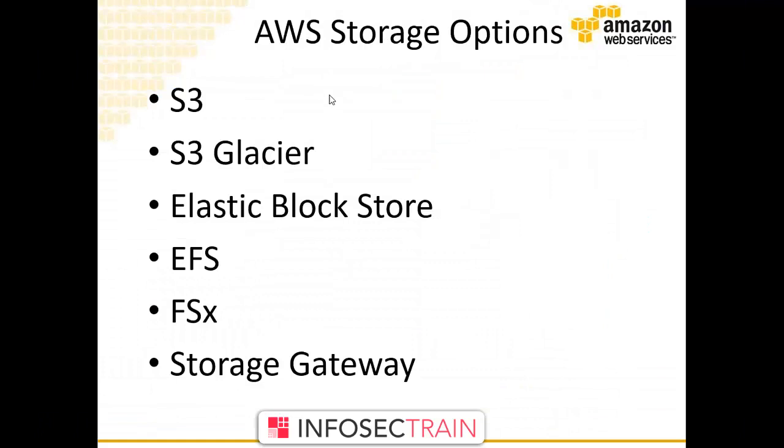Then we have something called Amazon EFS. EFS stands for Elastic File System. Previously it was called EC2 File System. Now it's called Elastic File System. So what happens in Amazon EFS is, are you familiar with something called NFS? Anyone familiar with the Linux NFS?